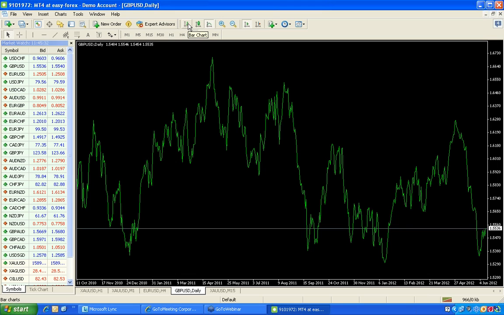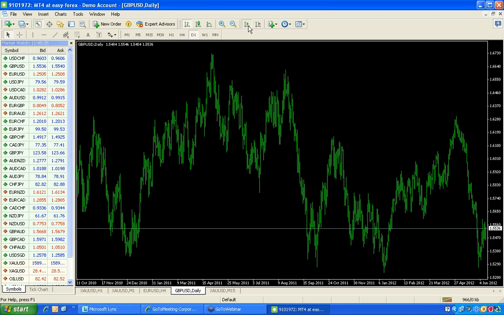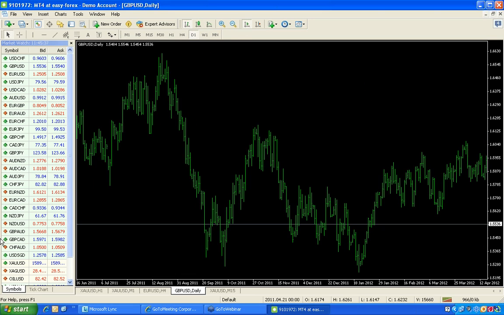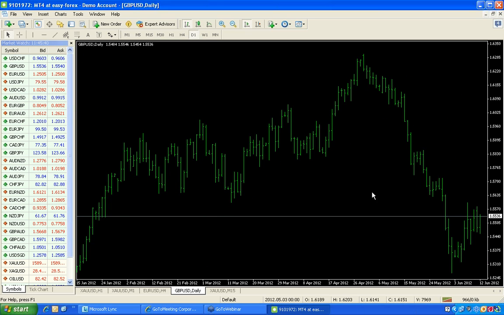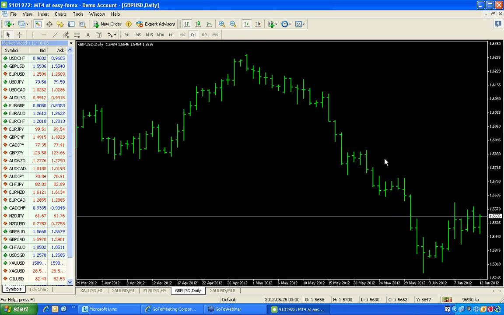So let me take you to a bar chart now, and I'll zoom in. You can see that this looks very different from a line chart. We've gone from having a dot on the line and all the dots linking to create this line to now having these bars. Each bar, you'll see, has small horizontal lines coming on the left and the right. This is giving us information about the price.